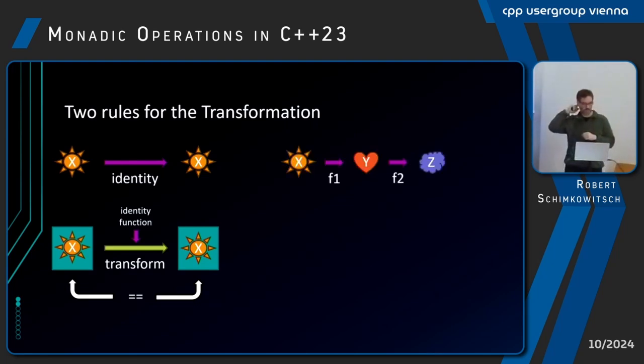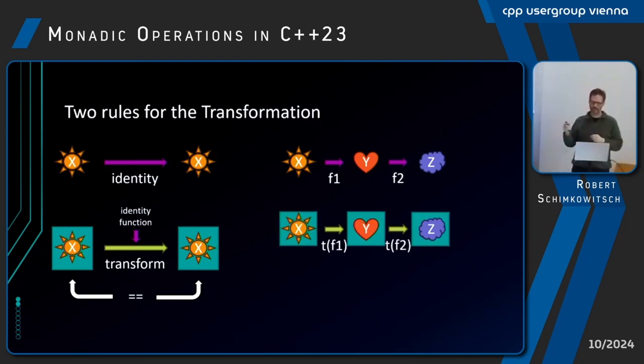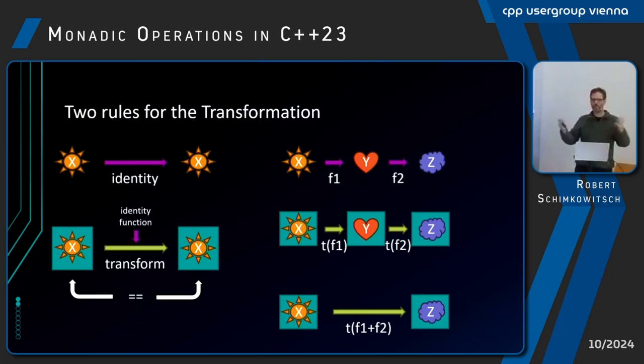And the second rule is if we have a sequence of transformations, like from x to y to z, it must not matter whether we do this sequence in a functor, x, y to z, or we combine our conversion functions into one function that can directly convert x to z. The result must be identical.